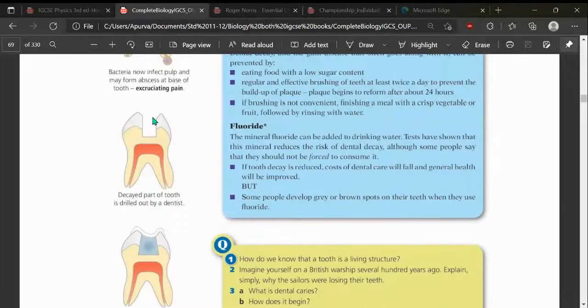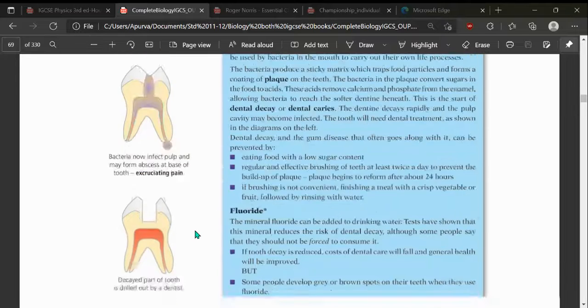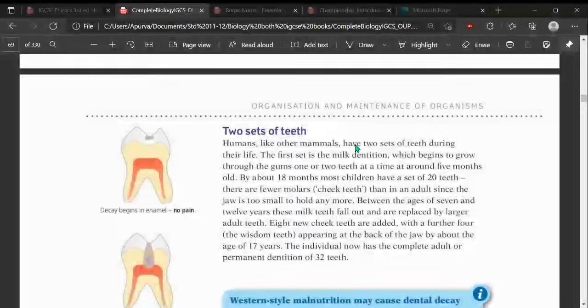Now the decayed part of the tooth is taken out by a dentist, and the hole is filled with amalgam or plastic and may be coated with plastic. Anyway, we have two sets of teeth during the lifetime.